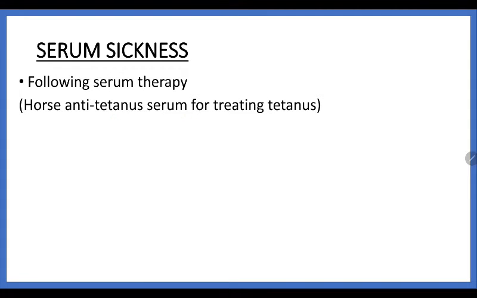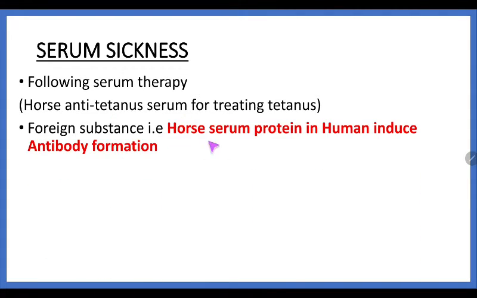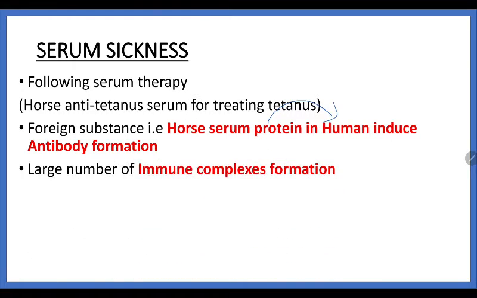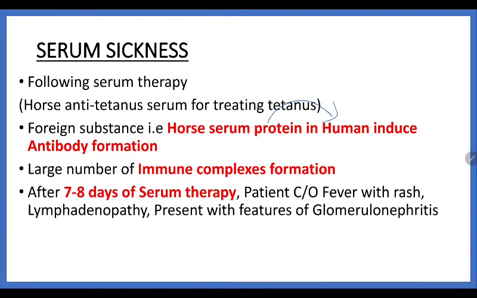Now horse anti-tetanus serum will be containing a horse serum protein. Horse serum protein is foreign to our body. This horse serum protein in our body induces antibody formation, and this antibody will form a complex. After 7 to 8 days of this serum therapy, the person will present with complaints of fever, with rash and hematuria, like glomerulonephritis, also lymphadenopathy.